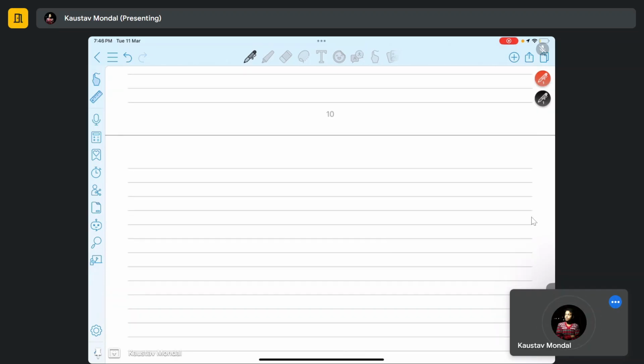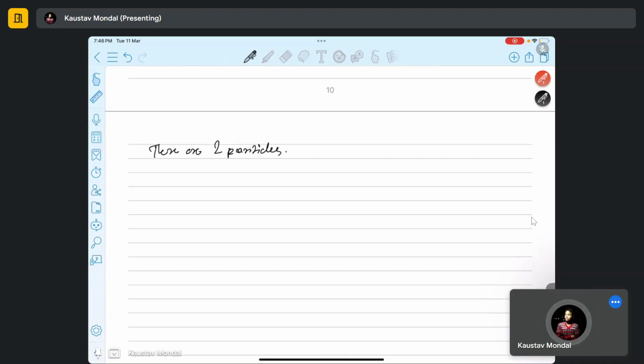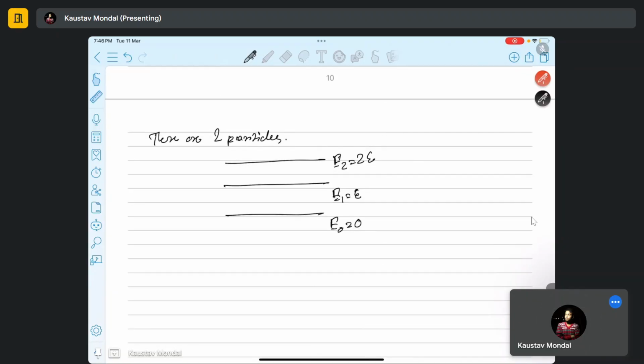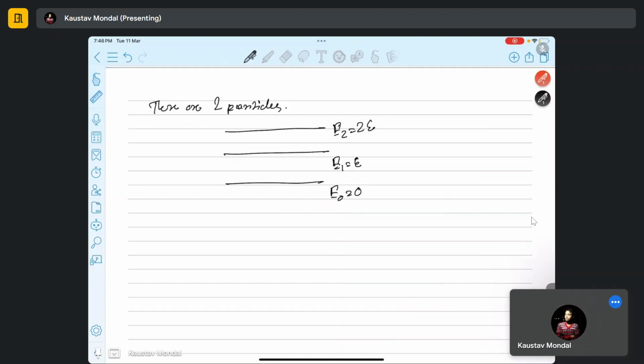So let's suppose there are two particles instead of one particle. So two particles are there and three states are there. Let's suppose E0 is 0, E1 is epsilon, and E2 is 2 epsilon. These are the energy states given. Now let's suppose for this system there are two particles, 1 and 2. Now what are the configurations?